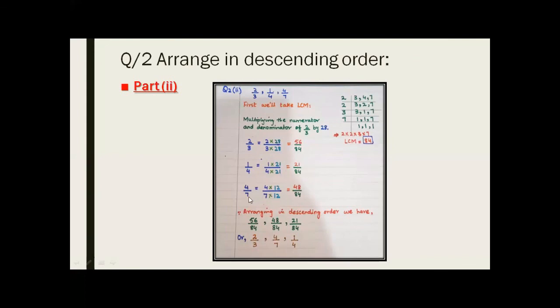The third fraction is 4 over 7. Simply, we will multiply 7 by 12 and the numerator also by 12. So it equals 48 over 84. Now you can see the denominators of all the fractions are the same, 84, 84 and 84. Now what we have to do? We have to arrange in descending order. 56 over 84, 48 over 84 and 21 over 84. So how will we arrange it? The greatest is 2 over 3, then after that 4 over 7 and 1 over 4.